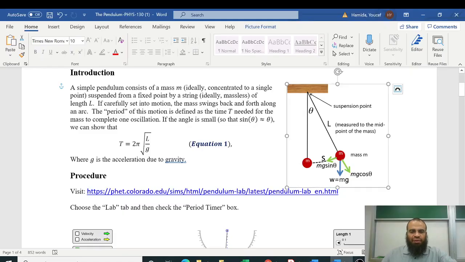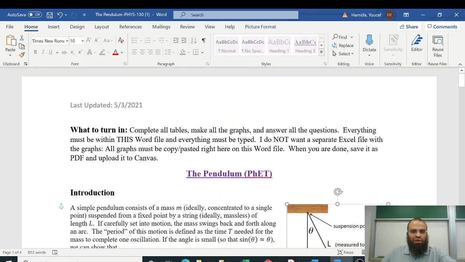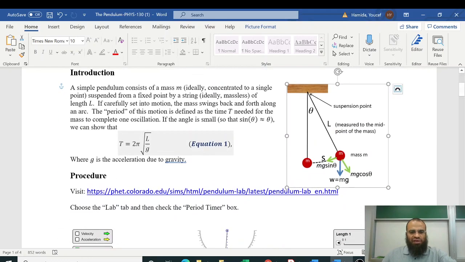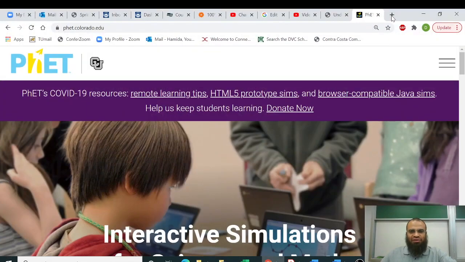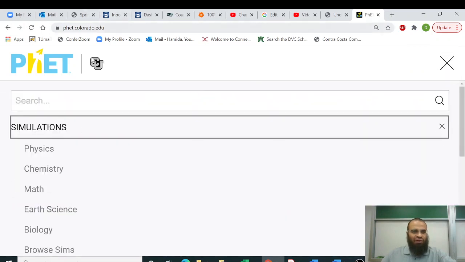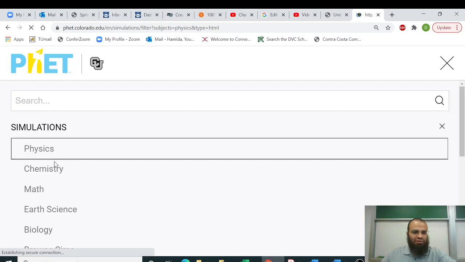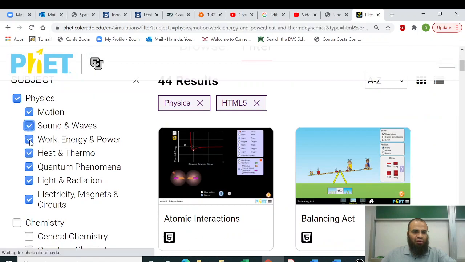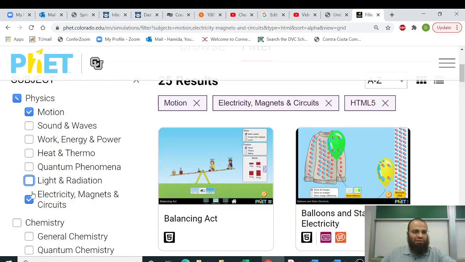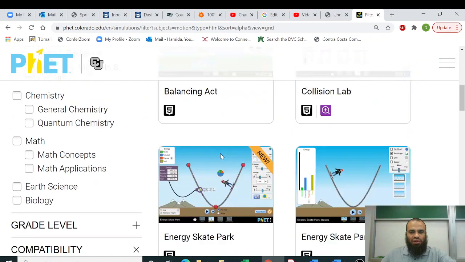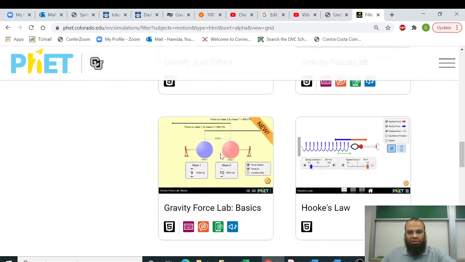In this next lab, I'm going to introduce for you the Pendulum Lab, okay? Same website, copy paste the link or just go straight to the website, simulations, right? phet.colorado.edu. I'll choose physics because that's what we're doing, and check all the boxes except for the motion. And automatically it gives me the HTML5, that's what I want. And I want the Pendulum Lab.